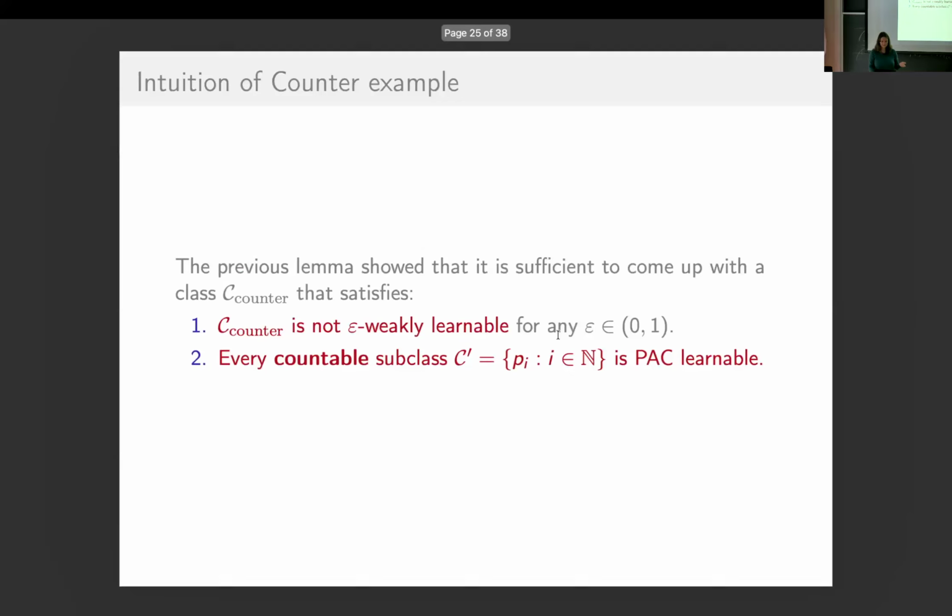So this gives us a way of knowing what to look for in a counterexample, and Shai and I like counterexamples, so that's what we did. We constructed a class which is not epsilon weakly learnable for any epsilon, but every countable subclass is PAC learnable, and it's PAC learnable very easily.